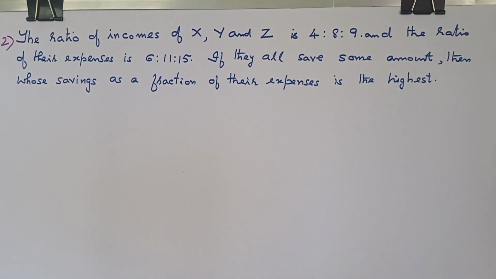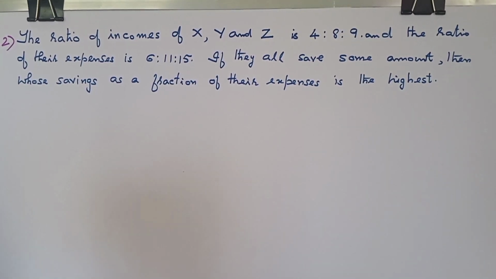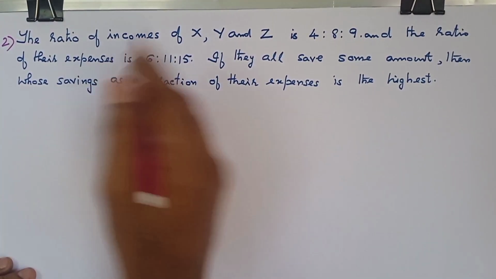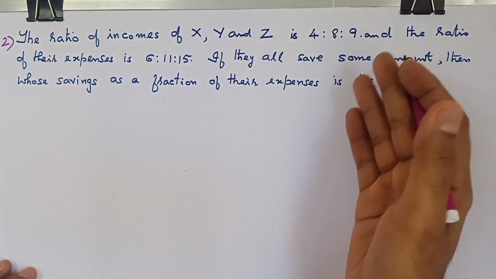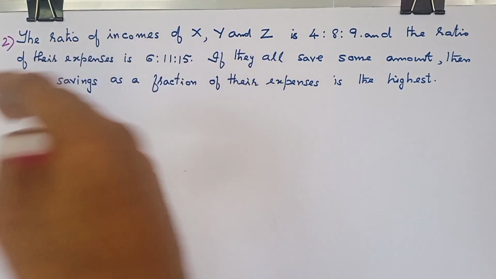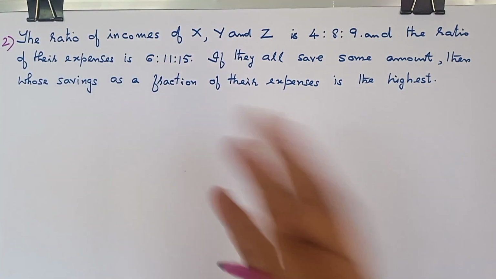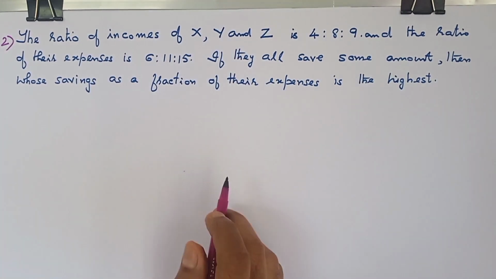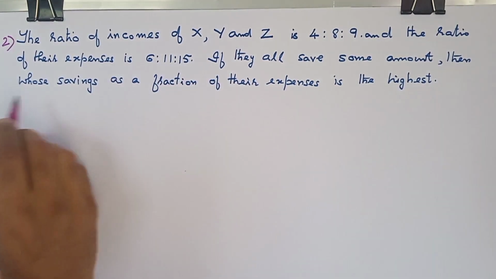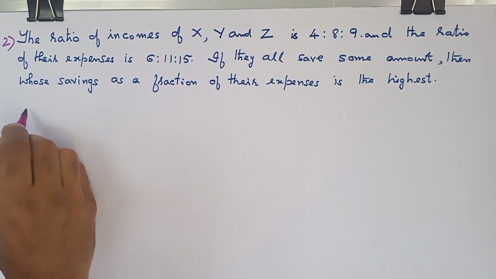Let's look at the second problem here, again from ratio. You're given the incomes of three people in a certain ratio, then you're given their expenses as another ratio, and you're asked to find out something. Before solving the problem, let me go through some simple points here.